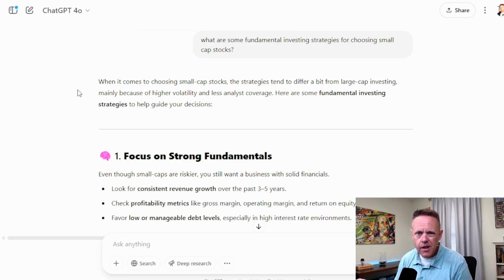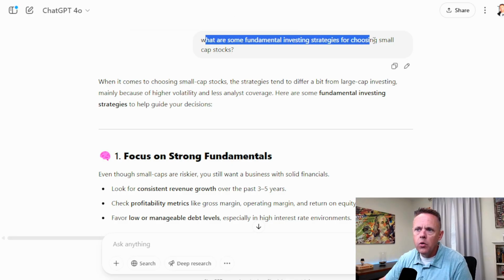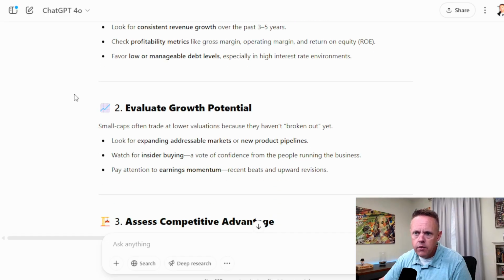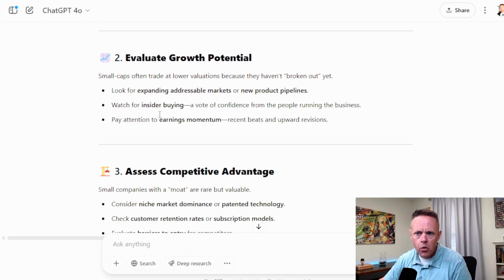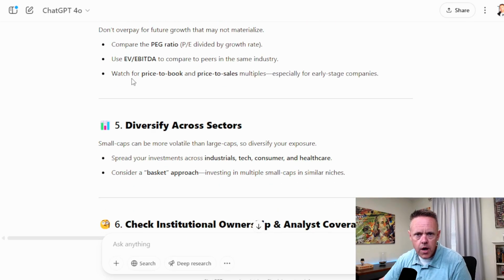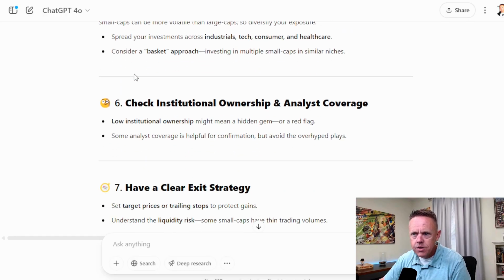And for me personally, I like to lead ChatGPT in my little conversations, get it thinking about a broader topic first and then get more specific with the questions. So on this one, I started the whole thing off with: what are some fundamental investing ideas for choosing small cap stocks? And then, of course, it comes up with these bullet points. We're not going to argue about them or anything. We're just going to say, great.